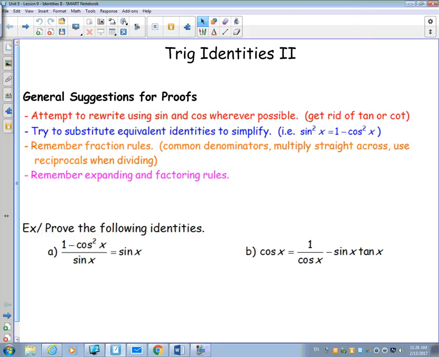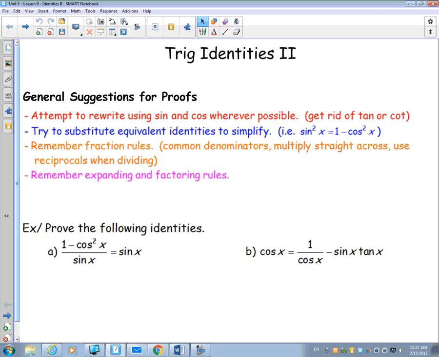In the second lesson, where we examine trig identities, we're going to honestly just practice these things. And this is a really tough concept, so it takes a lot of practice. As I said yesterday, there's no real formula to this procedure to get the right answer. You have to be able to think. But there are some general suggestions we can talk about for proving things.